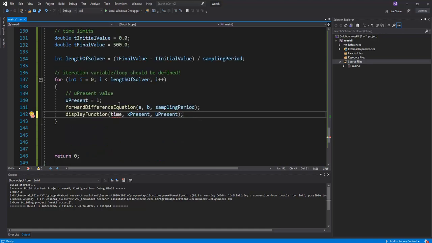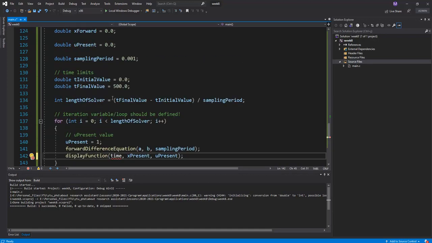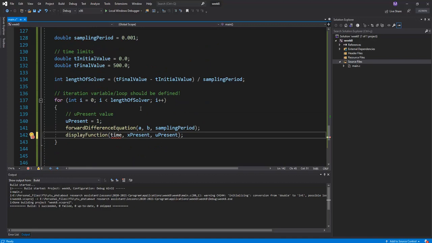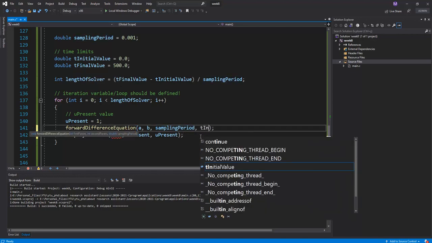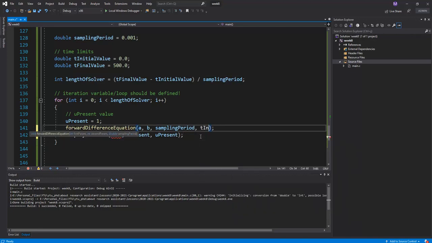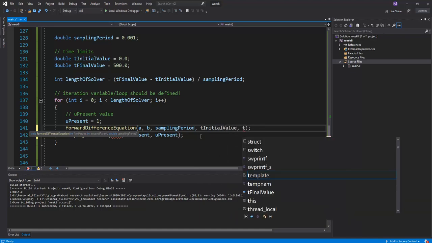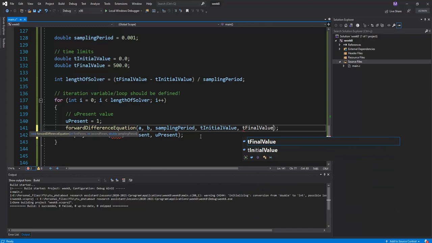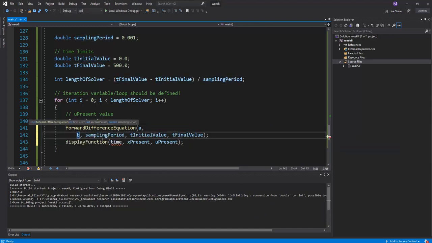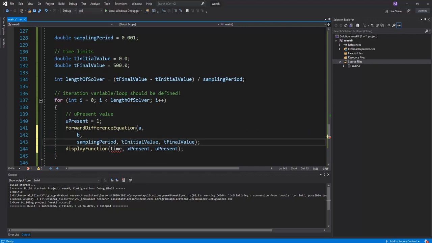But the forward difference equation should be initialized by the t initial value or t final value in here, and so we should also give the t initial value and t final value. Okay, because our algorithm runs with these parameters.